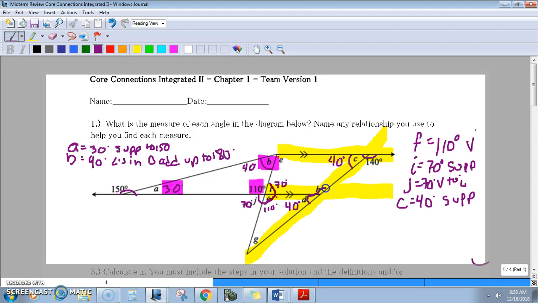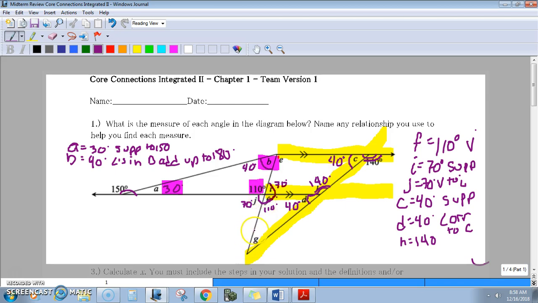And if D is 40 degrees, that means H is 140. So what do we do? D, 40 degrees, corresponds to C, and H is 140. And you could either say H is 140 because it is supplementary to D, or because it's alternate interior to 140, right? So both of those things, you can check yourselves because both of those things are going to happen.